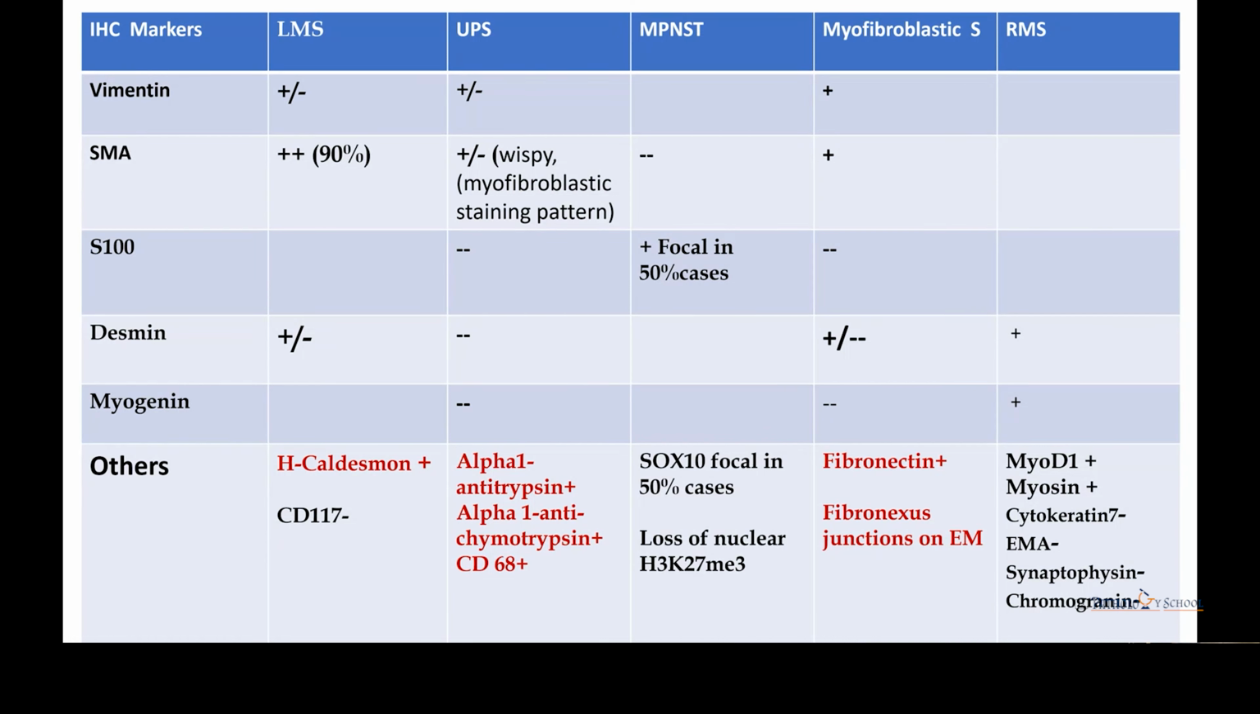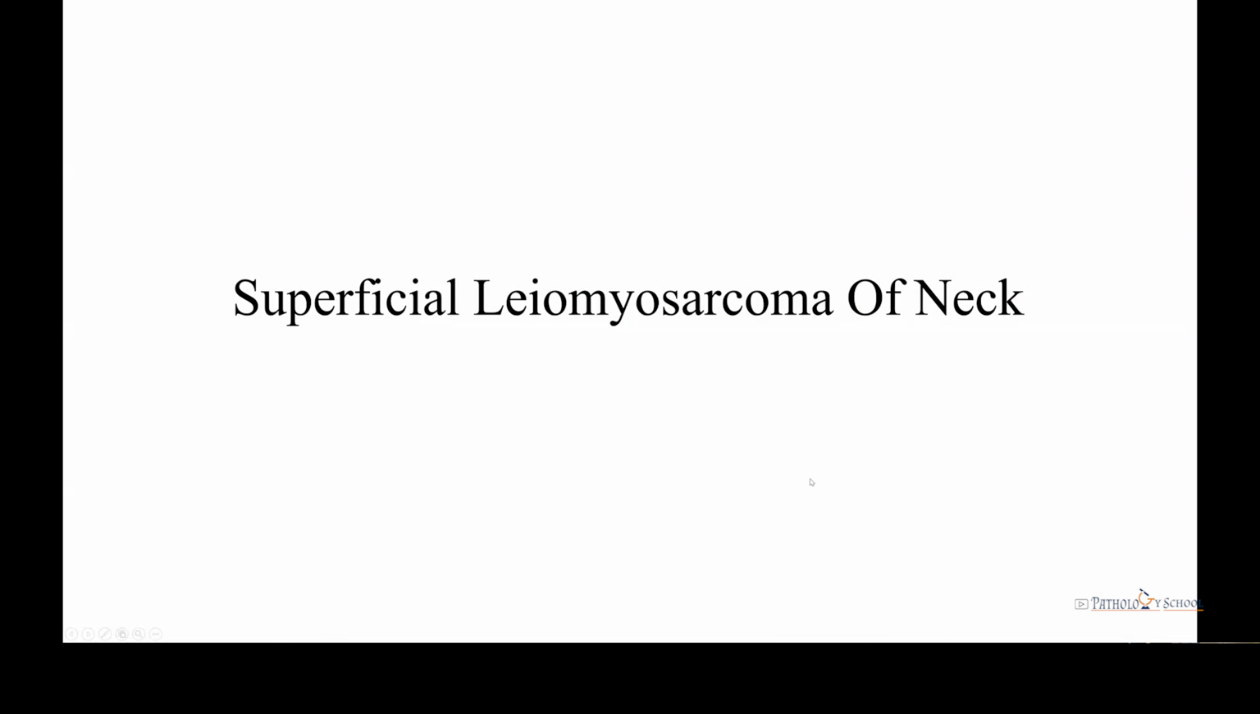Now, vimentin and smooth muscle actin can be positive as well as variable in these three tumors. However, because the SMA was diffusely cytoplasmic positive with block positivity, as compared to the tram-track appearance seen in an undifferentiated pleomorphic sarcoma and a myofibroblastic sarcoma, we would like to call this a leiomyosarcoma. And we would like to label this as a superficial leiomyosarcoma of the neck because of its superficial location and because of its rare presentation in the neck.